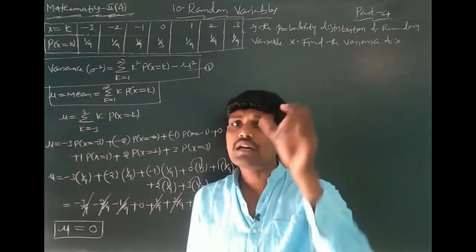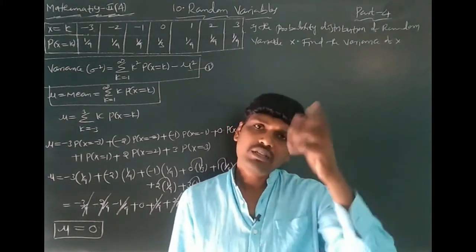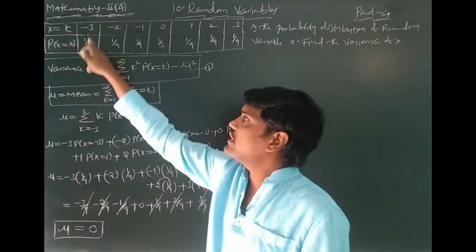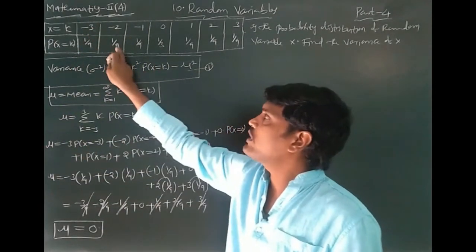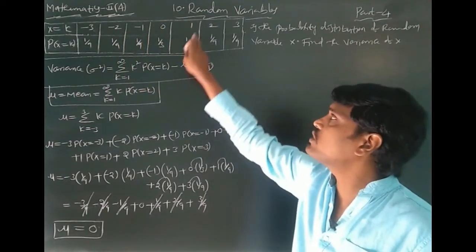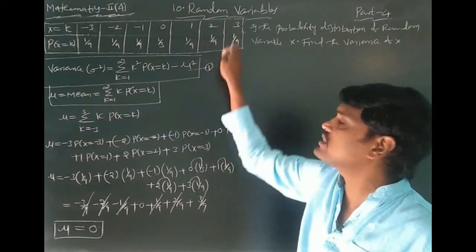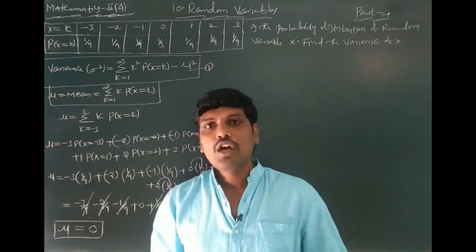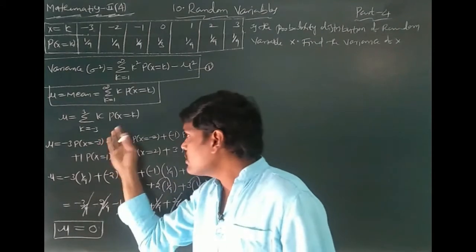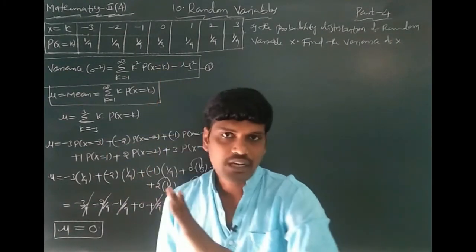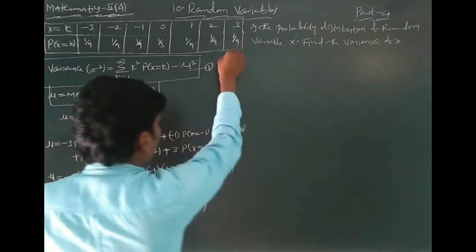Suppose, sir, is there a shortcut? One shortcut is there. What is the shortcut? You can use a table. Minus 3 into 1 by 9, plus minus 2 into 1 by 9, plus minus 1 into 1 by 9, plus 0 into 1 by 3, plus 1 into 1 by 9, plus 2 into 1 by 9, plus 3 into 1 by 9. After that, adding all, you get the answer easily. You can do it directly, without using the formula. Understood or not?